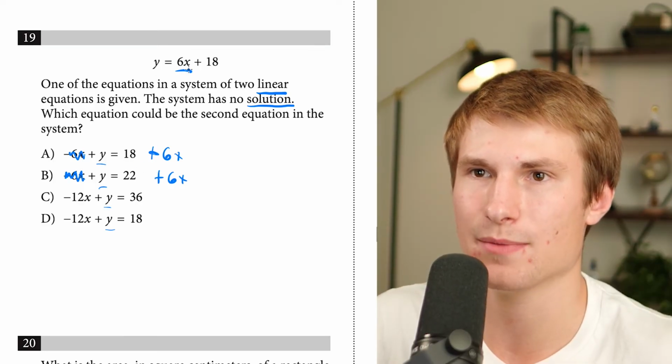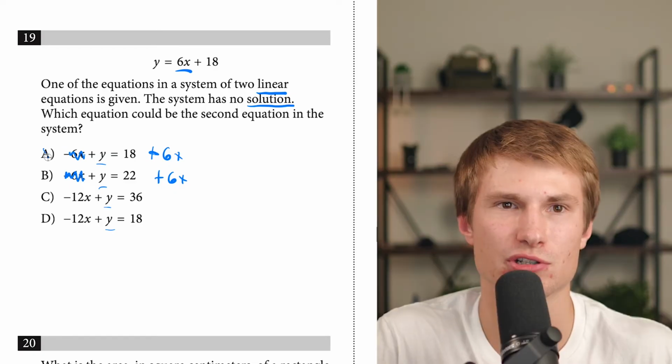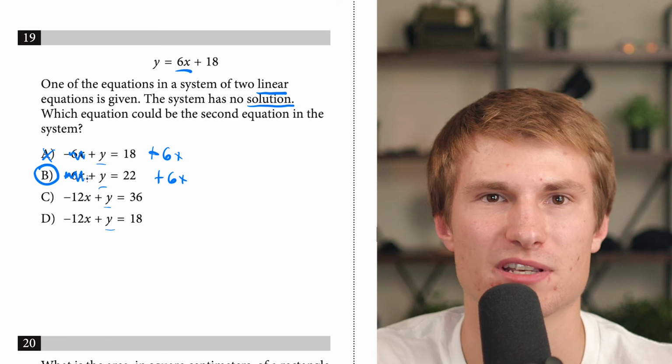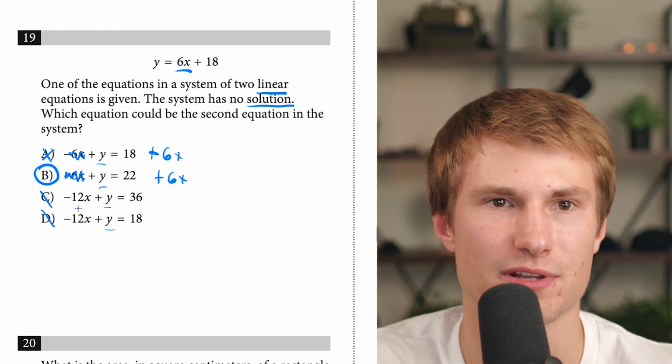Option A is just the same equation. So that would have infinitely many solutions. Now option B has got the same slope and a different y-intercept, which means that there will never be a solution. There are no solutions. So B would be our answer there.